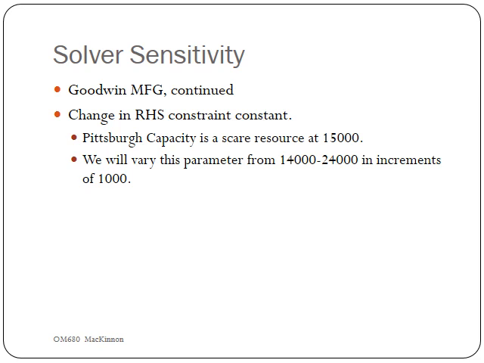So let's take a look at Goodwin Manufacturing again, but instead now of changing one of the price parameters, we're going to change one of the constraint parameters. All right. The Pittsburgh capacity is a scarce resource. We max it out at 15,000. So what we're going to try and do is vary this right-hand side parameter from 14,000 to 24,000 in increments of 1,000. All right. And we're going to see what this will get us.